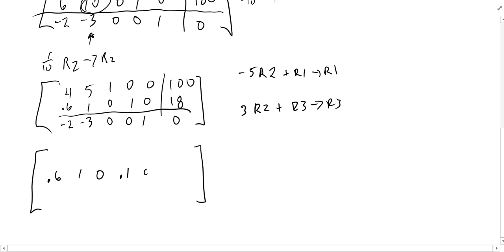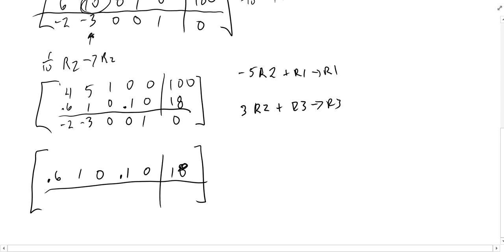Oops, I forgot to divide that one by 10. It should be 0.1 in there, not 1. And 18 down here at the far side. My writing's kind of atrocious here. Middle row is going to stay the same, and I'm going to do these operations.